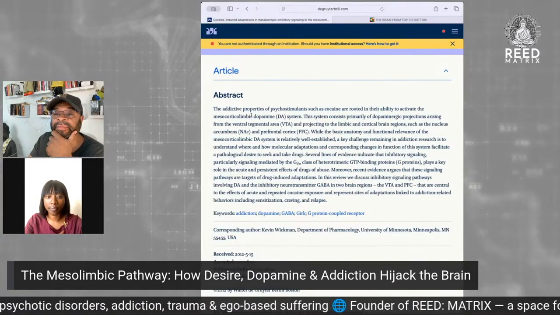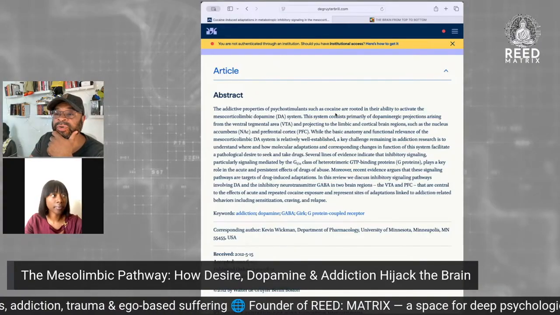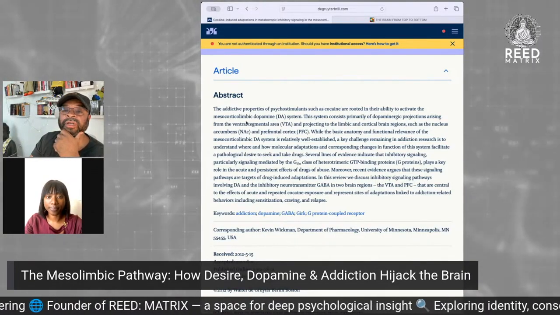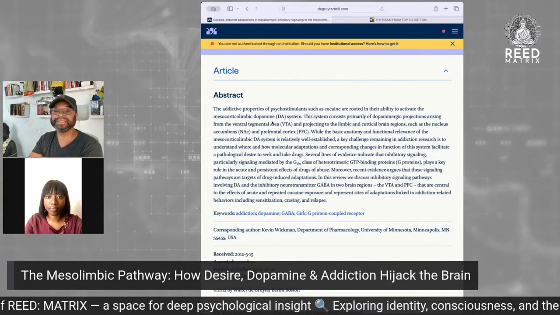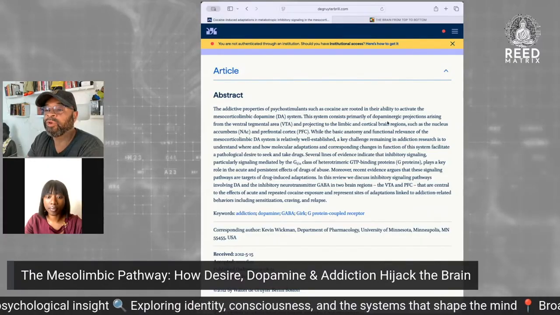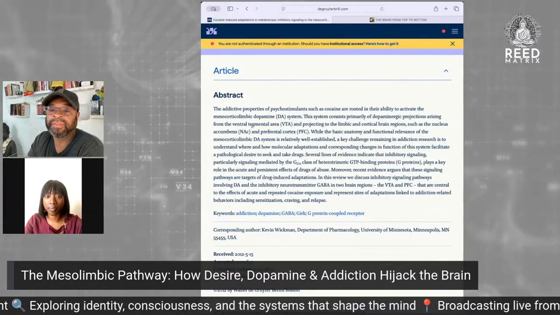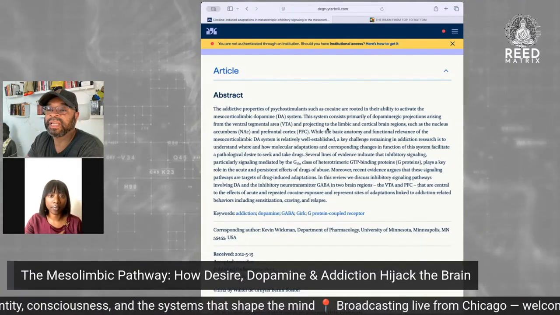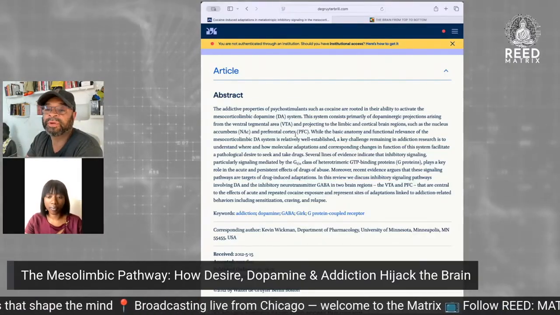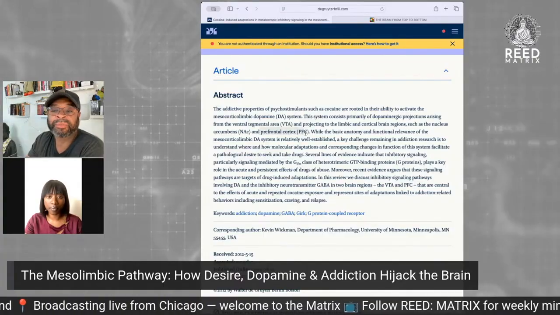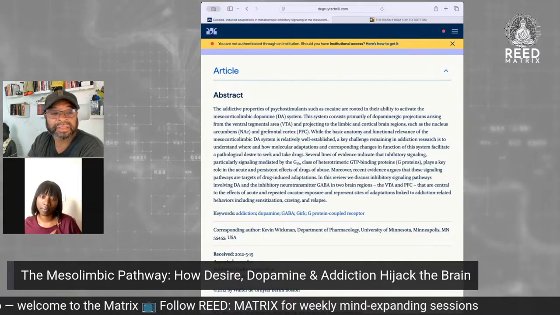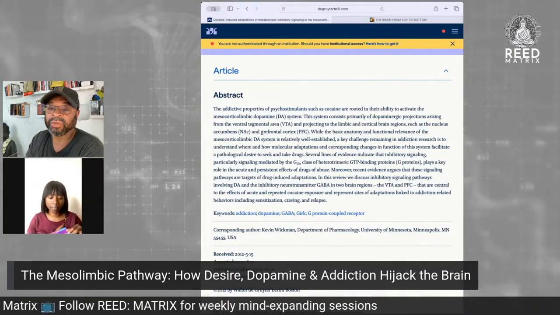Okay, the addictive properties of psychostimulants such as cocaine are rooted in their ability to activate the mesocortical limbic dopamine system. This system consists primarily of dopaminergic projections rising from the VTA and projecting to limbic and cortical brain regions, such as the nucleus accumbens and the prefrontal cortex. See, we talk about the prefrontal cortex a lot here. It's sort of like your seat where the abstract reasoning is located.